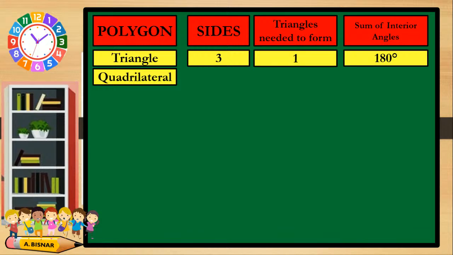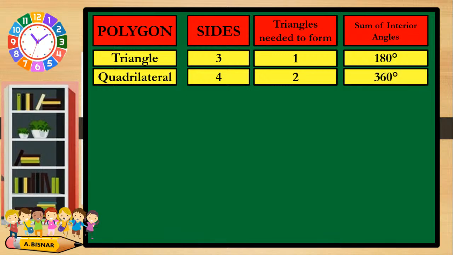Okay, so let's check. Quadrilateral has 4 sides. And we need 2 triangles to form a quadrilateral. And since there are 2 triangles needed to form, then the sum of the interior angles of it is 360 degrees. Very good. Your answers are correct. How about with pentagon? Blurred ba? Hindi naman.